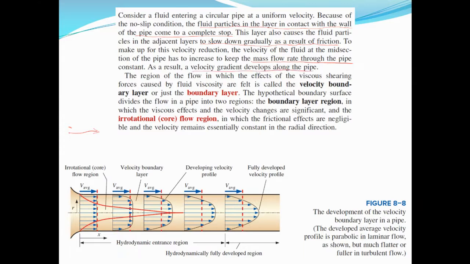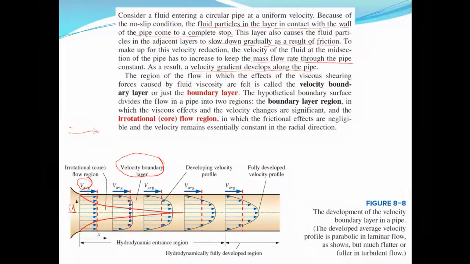When it enters here, it enters as uniform flow. Each particle at a given section has the same velocity. The same average velocity is attributed to each particle across R. But due to the shear stress, as it moves a distance x, you can see the velocity profile is changing. Because of the no slip condition, those in contact with the wall will assume zero velocity and will slow down the adjacent particles, thereby creating the velocity boundary layer, or simply the boundary layer, which is indicated here with the red color.